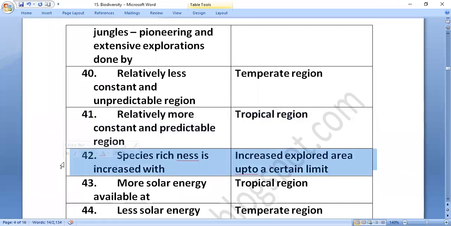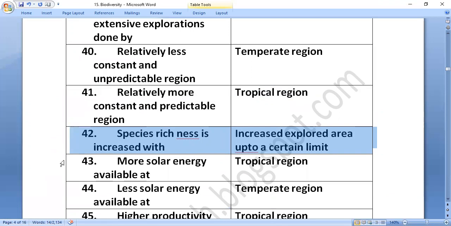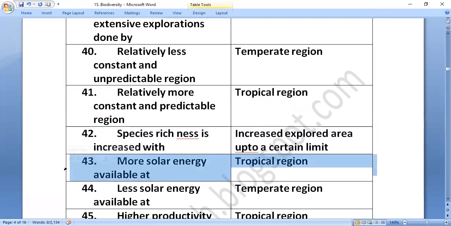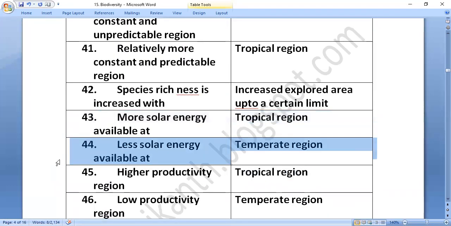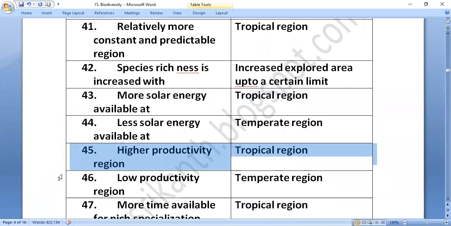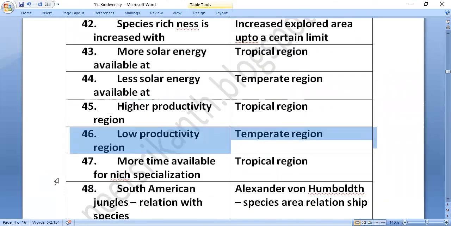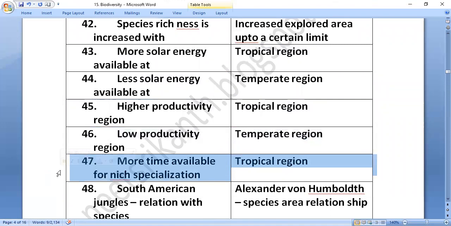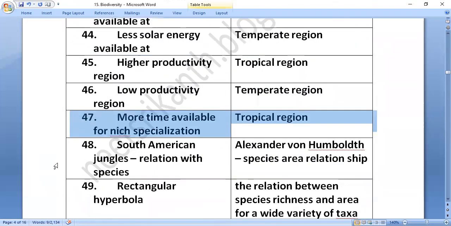Species richness increases with increased explored area up to a certain limit. More solar energy is available in the tropical region and less in the temperate region. The tropics are a higher productivity region, the temperate a lower productivity region, and the tropics have more time available for niche specialization.